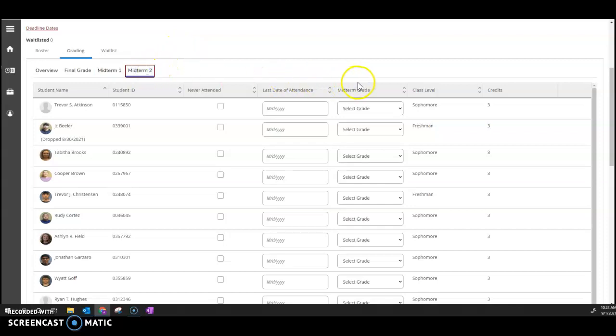Under midterm two, this is where you're going to do the same thing, except instead of needs intervention, if they never attended, you're going to click never attended. If they're all good, you're going to put AV. Please note that if you click the never attended, they will be dropped from your course.